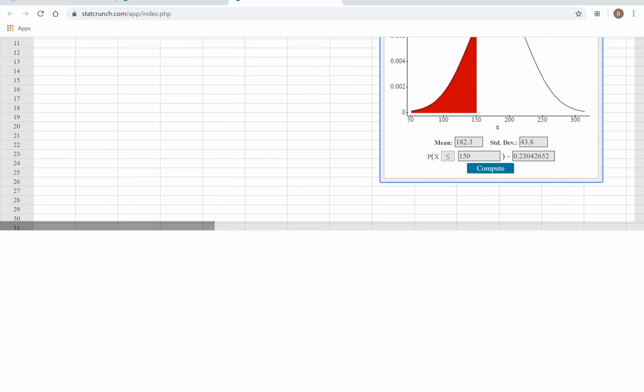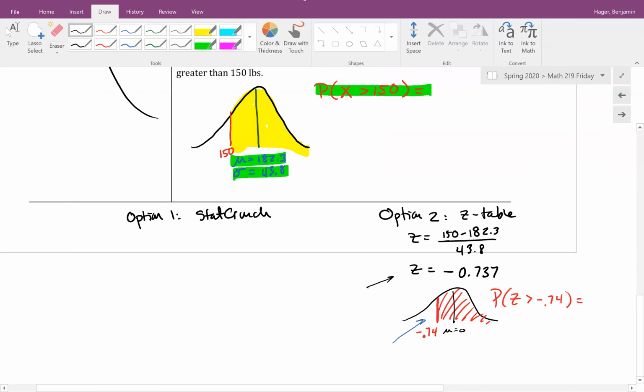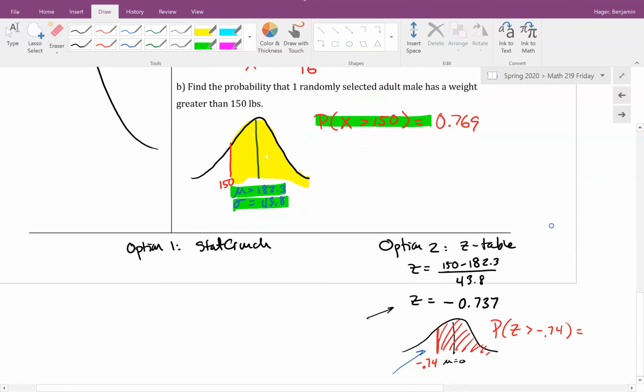Oh, whoa, look at this. I did left area. That's not what I want. I want right area. So I can do two things. I can either subtract this from 1, because that'll tell me all this area to the right, or I can just change this, and it converts it over there. So 0.769 or 0.77. So this is 0.769.